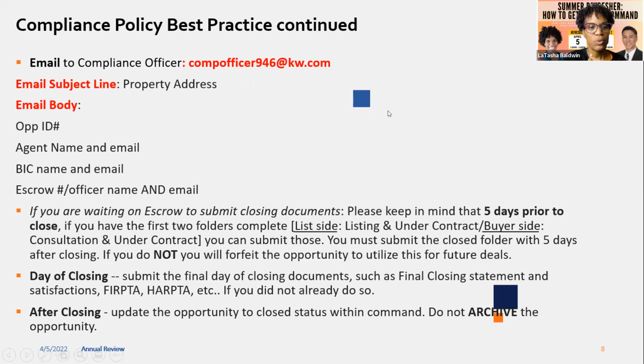Then after closing, you want to update the opportunity. Keep in mind that you want to move the opportunity to closed only. Don't archive it. If you archive it, then if there's ever any issue, the BIC won't be able to help you because they can't see it. So once you're closed and you've got all your documents done, move that opportunity to closed only.